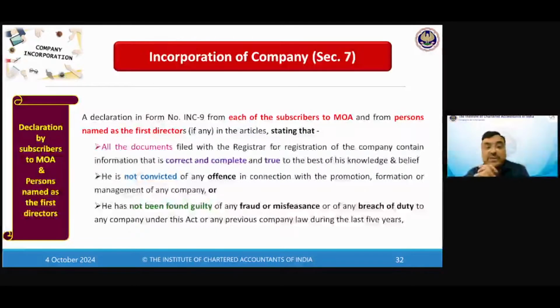क्या बताना है, what is to be declared: that all the documents filed with the registrar for registration of the company contain information that is correct and complete and true to the best of his knowledge and belief, and he is not convicted of any offense in connection with the promotion, formation or management of the company, or he has not been guilty of any fraud, misfeasance or any breach of duty to any company under this Act or any previous company law during the last 5 years.